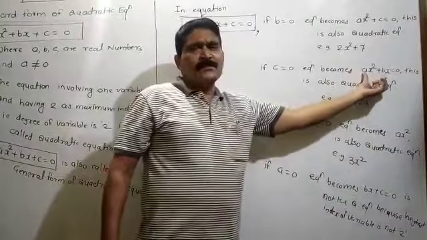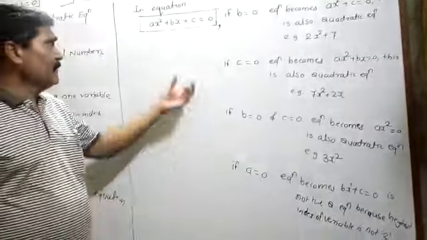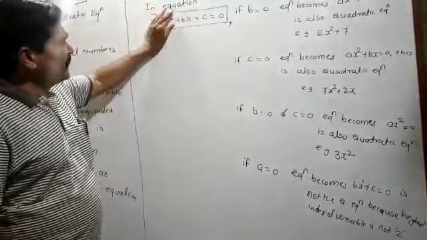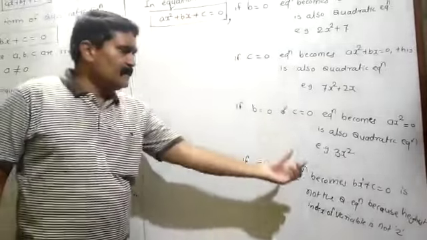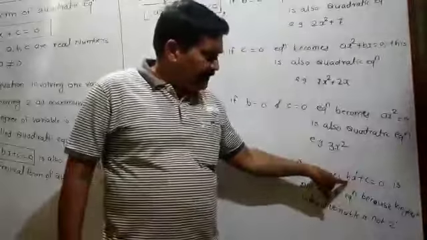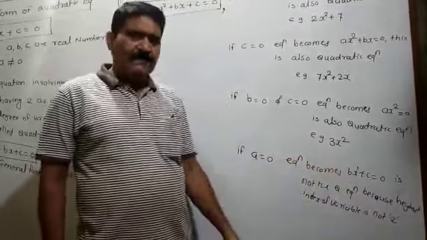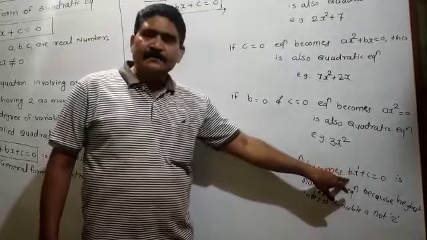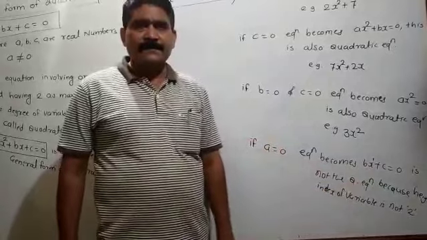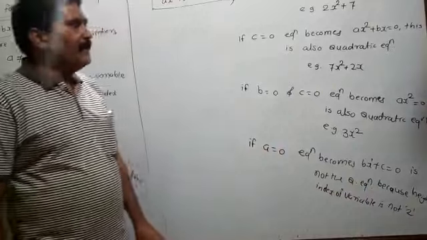Next condition: if a is equal to 0, is this a quadratic equation or not? If a is equal to 0, this term is 0, then bx plus c is equal to 0. Is it a quadratic equation or not? You have to say that the highest index of the variable is 1. This is the linear equation. This is not the quadratic equation. The degree of this expression is 1, the degree of this expression is not 2. So you have to say that this is not the quadratic equation. Do you understand all these things? So you have to write all these things in the notebook.